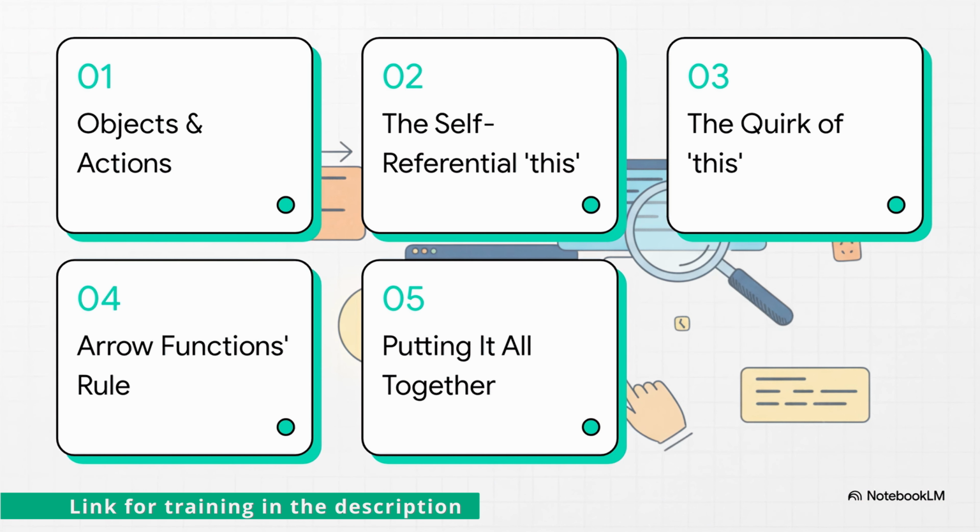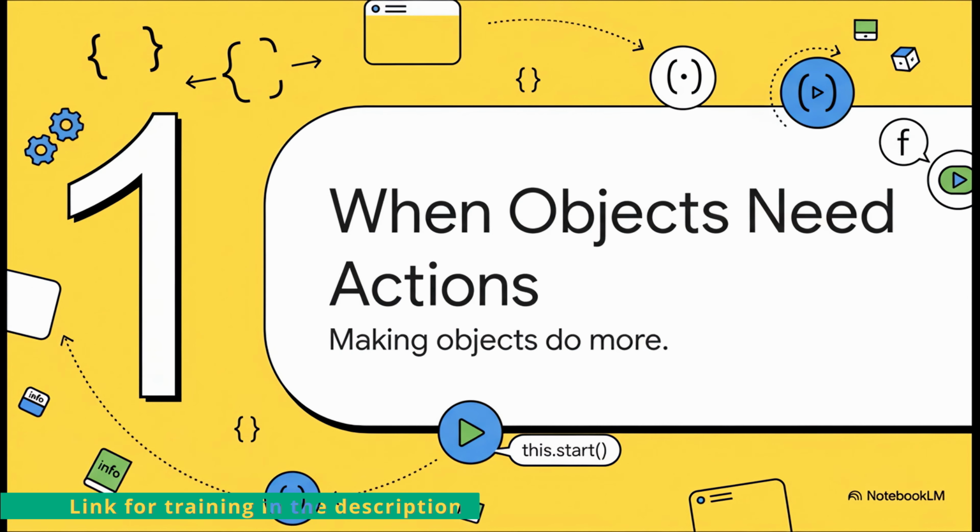We'll start with the basics, why our objects need to do stuff in the first place. Then we'll meet the star of the show, this, and get into its weird quirks. We'll also cover the one big exception, arrow functions, and finally, see how to use all this to write some really slick code. Okay, let's jump right into section 1.